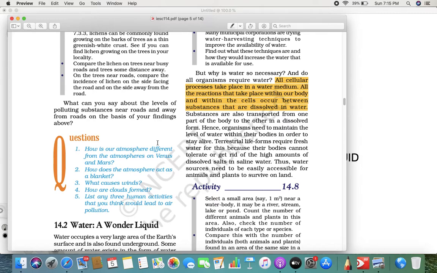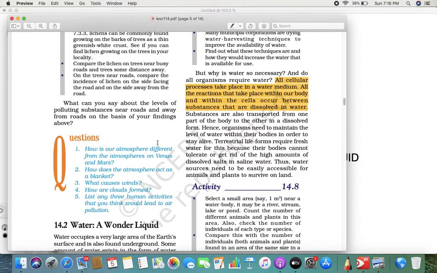So substances are transported from one place to another in our body, dissolved through water. Hence, organisms need to maintain the level of water within their bodies, and this is required. But as you know, terrestrial life forms' bodies cannot tolerate getting rid of a high amount of dissolved salt. So definitely we cannot drink saline water.